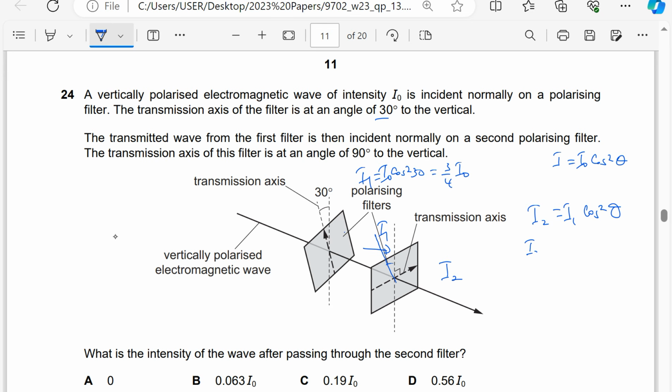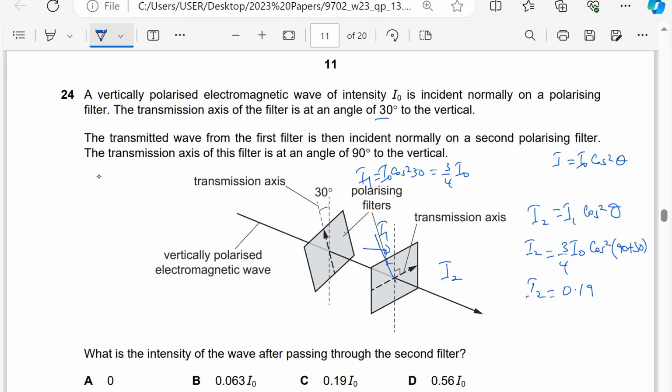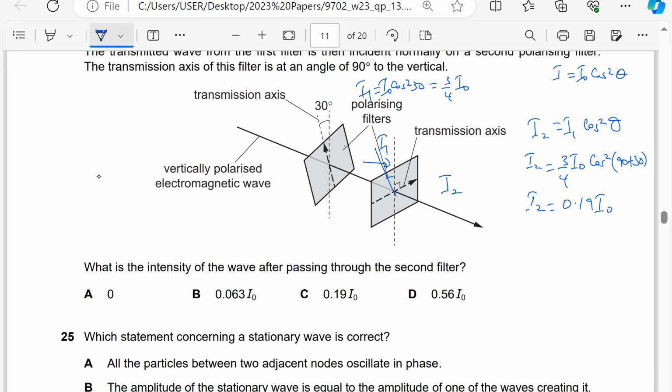So I2 is going to be I1, which is 3 over 4 of I naught, times cos squared of 90 plus 30. Cos of 120, then squared, then times 3 divided by 4. This gives me 0.1879. So I2 is going to be 0.19 times I naught. So the answer is C.